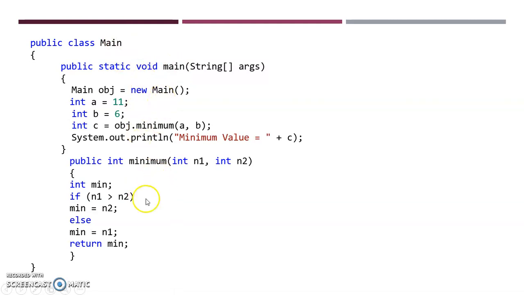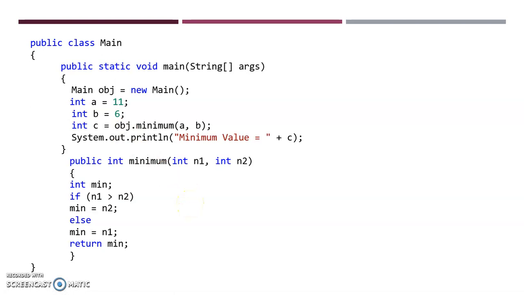These two functions have no relation. If you want to relate these two functions, you have to define an object corresponding to that class inside that particular function. So if you want to execute the minimum function inside the main function, you have to first create the object corresponding to the main class, then using that object you have to call this. So what is the difference? Here there is no static. If there is static here, you can directly call. If there is no static here, you have to call the function with the help of an object.